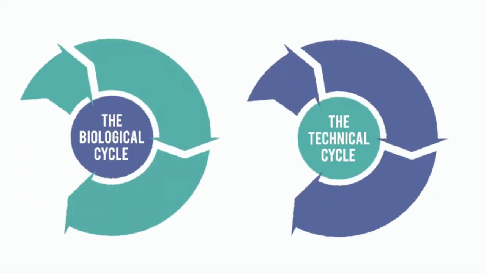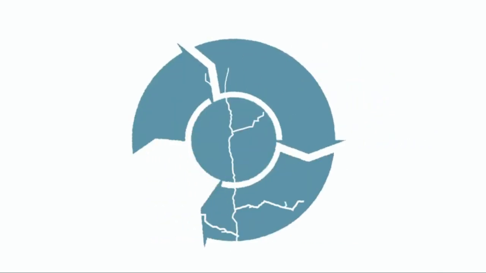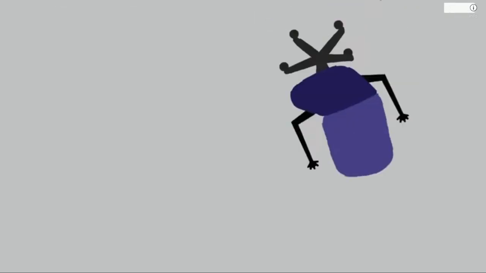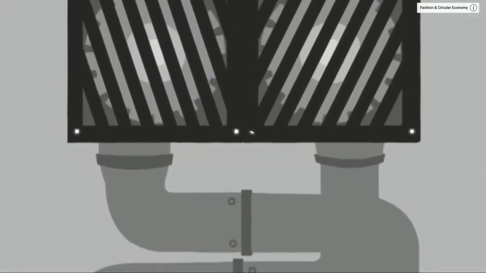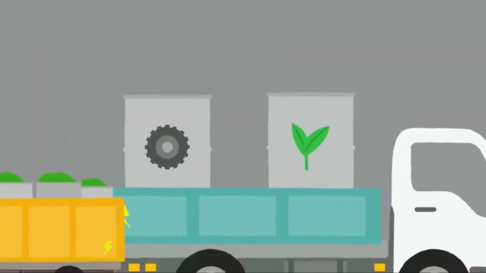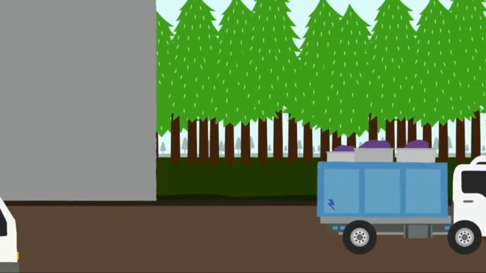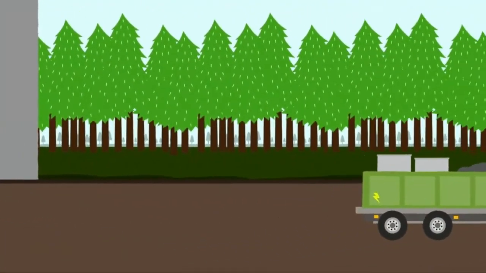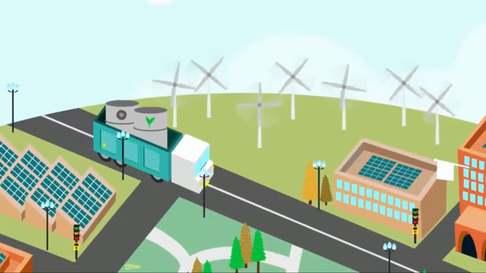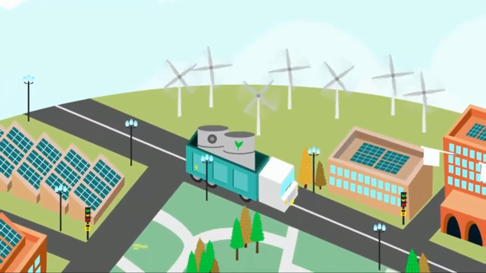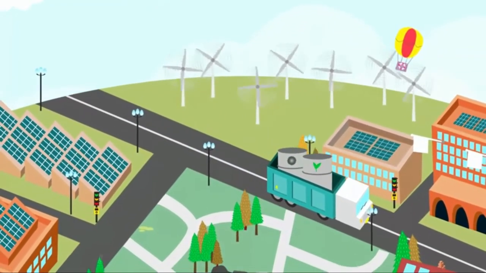Now, let's put these two cycles together. Imagine if we could design products to come back to their makers, their technical materials being reused and their biological parts increasing agricultural value. And imagine that these products are made and transported using renewable energy. Here we have a model that builds prosperity long term. And the good news is, there are already companies out there who are beginning to adopt this way of working.